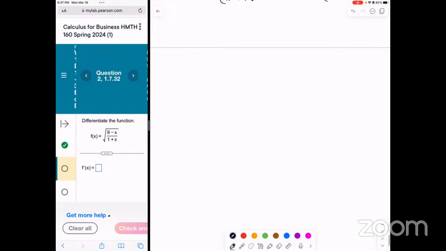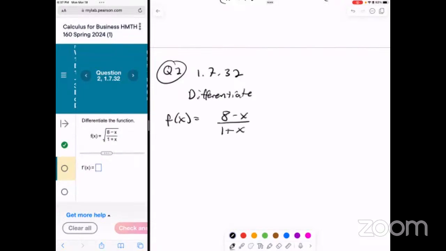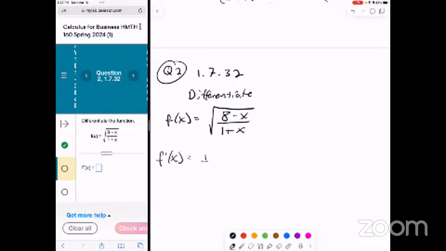So this is question 2. This comes from section 1.7, question 32. Differentiate. We got f of x equals 8 minus x over 1 plus x, like that. So it looks like we have to do the chain rule. The outside function, so the 1/2 comes down. Subtract 1 from the power because it's a -1/2. Times the derivative of the inside function. Looks like we got to use the quotient rule.